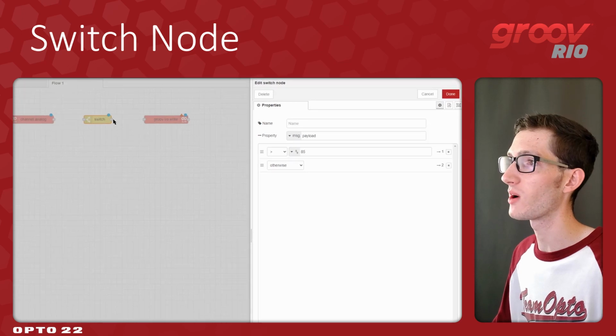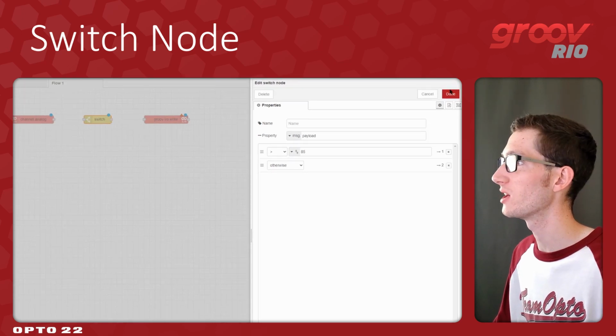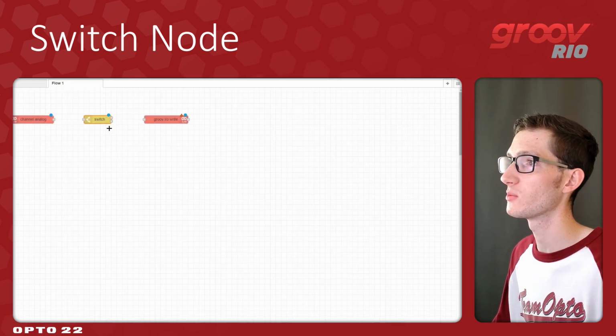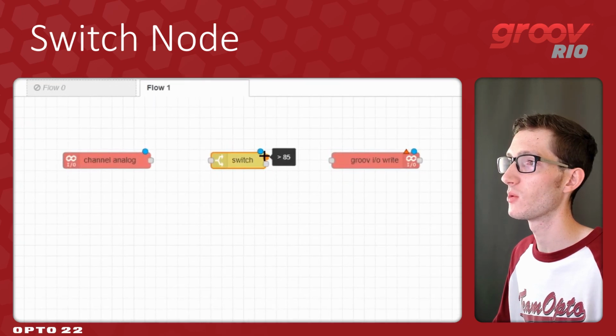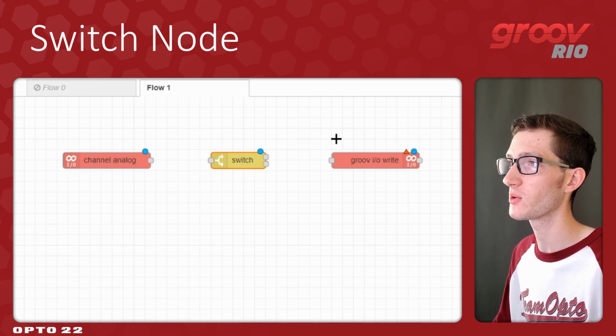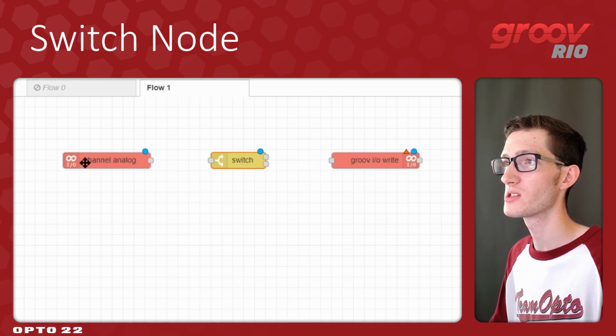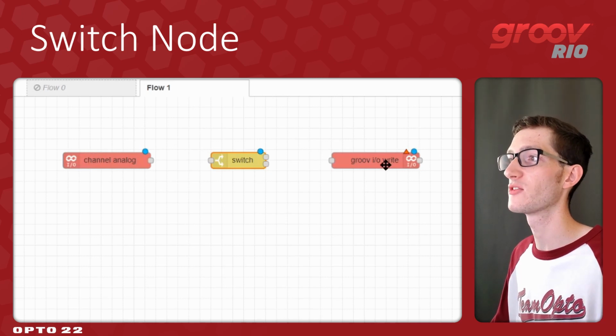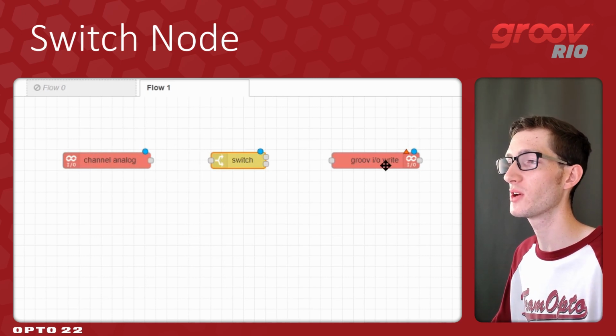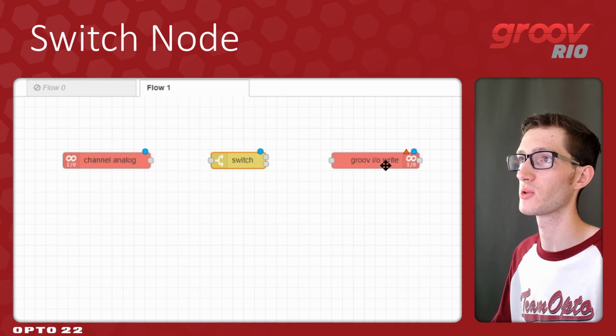And you'll see that we have one output on the switch by default, but as soon as I save this change, we'll see that we now have two outputs. One will switch the flow out this way when it's greater than 85 degrees, and every other message will come out this bottom output. So now we just need to figure out exactly how to configure our input and output Groove nodes, and we'll be able to do some basic control here.